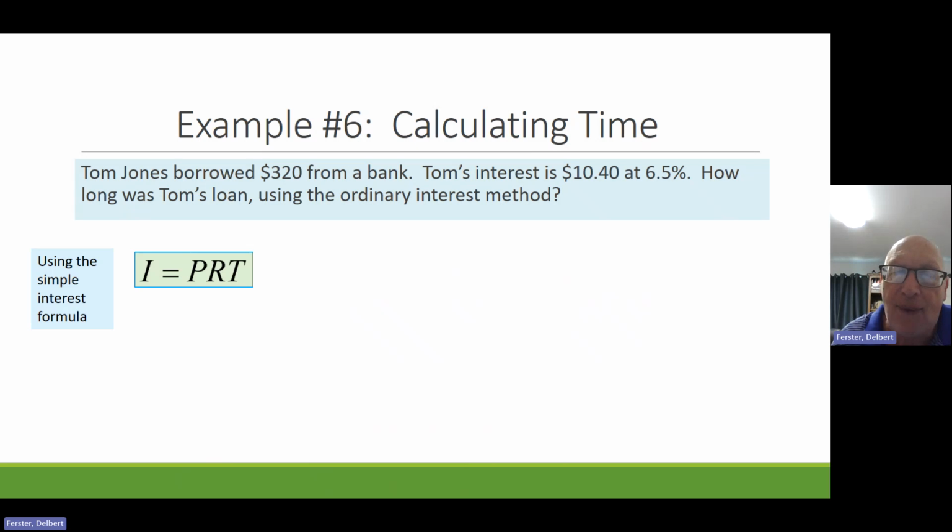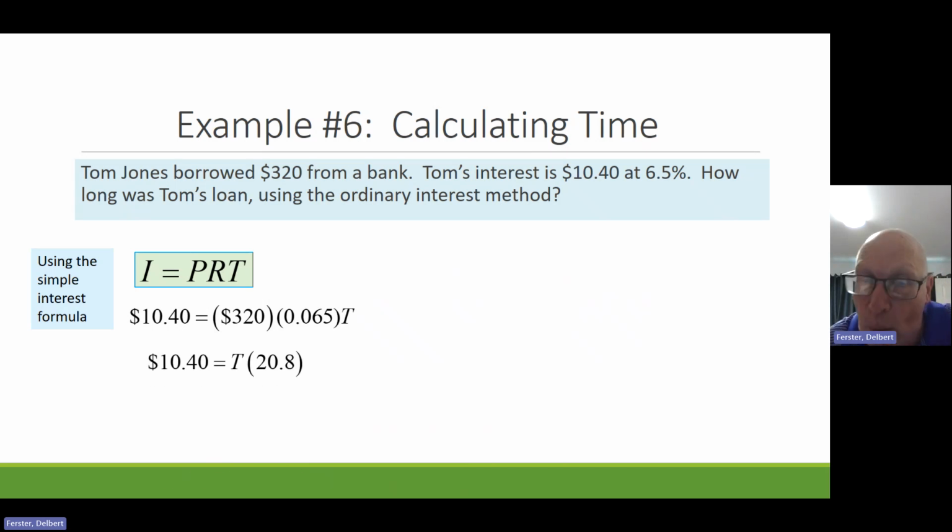Put what we know into that formula. Well, we know some things. We know the interest charge was $10.40. We know the principal borrowed was $320, and we know the rate was 0.065. So grab your calculator: 320 times 0.065 gets us to 20.8. Solving for t, it's going to be 10.40 divided by 20.8.